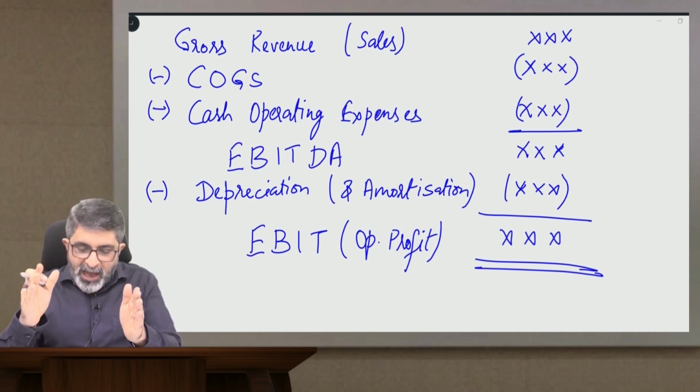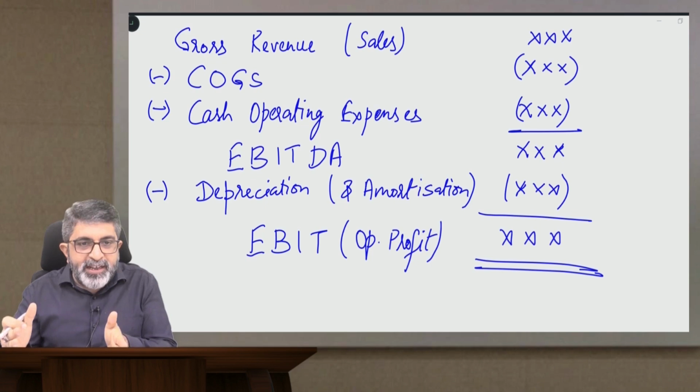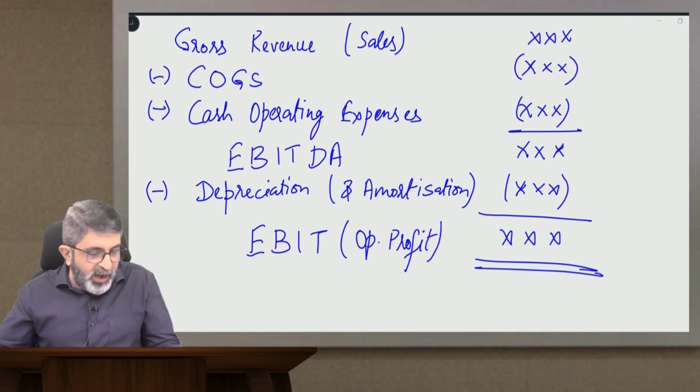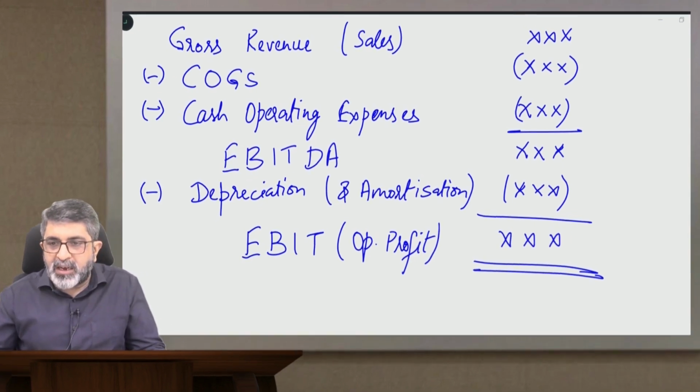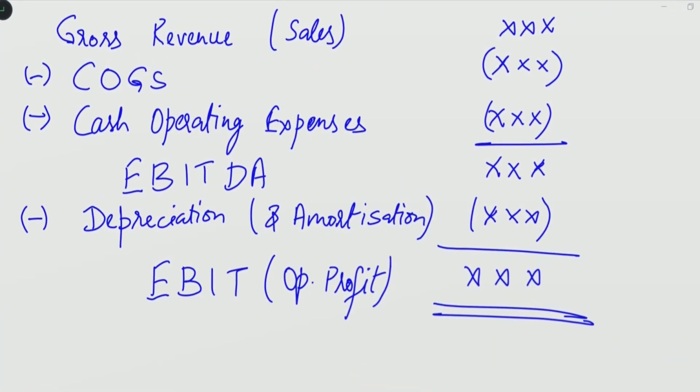So you have arrived at operating profit. Let me take you ahead with the later part of the income statement. I'm sure you have written this whole thing already. So now, in the later part of the income statement, I would like to continue with EBIT, that is your operating profit.